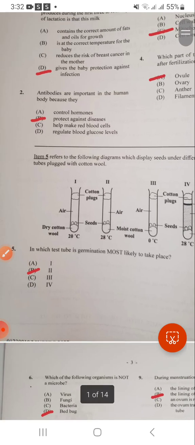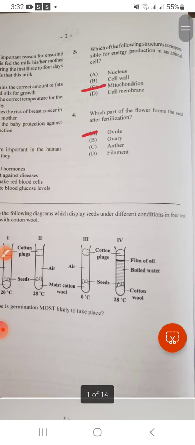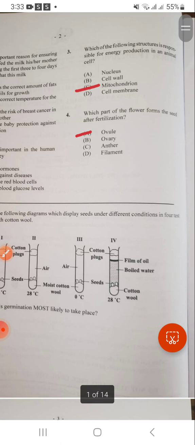Question 2. Antibodies are important in the human body because they B. Protect against disease. Question 3. Which of the following structures is responsible for energy production in an animal cell? And the answer is C, the mitochondria.